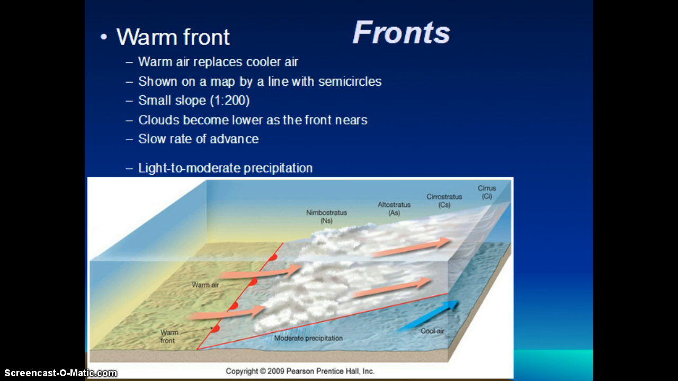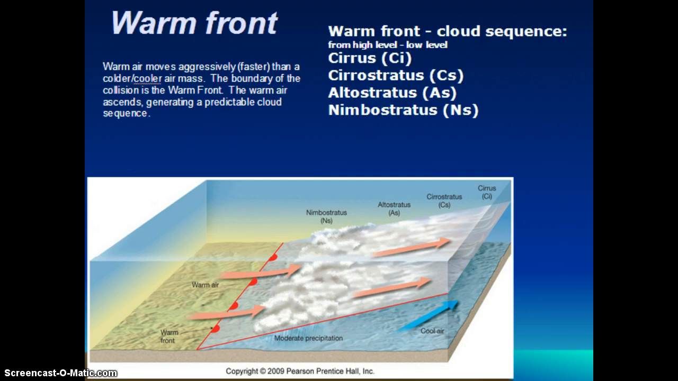Clouds become lower as the front nears, and it's a slow rate of advance. Typically warm fronts come with longer duration rain, but only a light to moderate precipitation pattern. If we were out in front and a warm front were moving through, we would see cirrus clouds, cirrostratus clouds, altostratus, and nimbostratus. And nimbo identifies the precipitation, moderate precip at that. The warm front here, we talk about warm air is what's doing the moving.